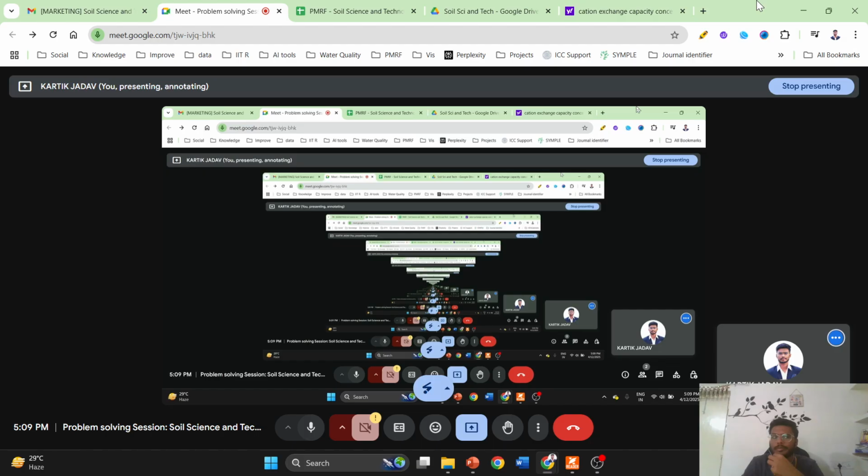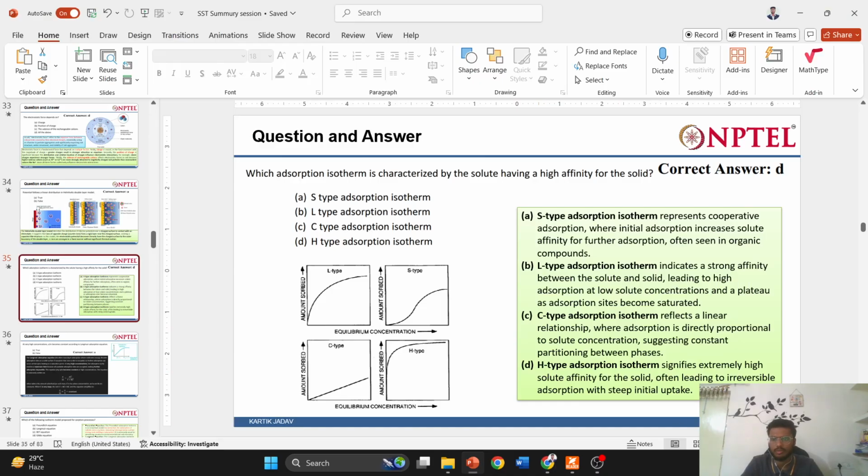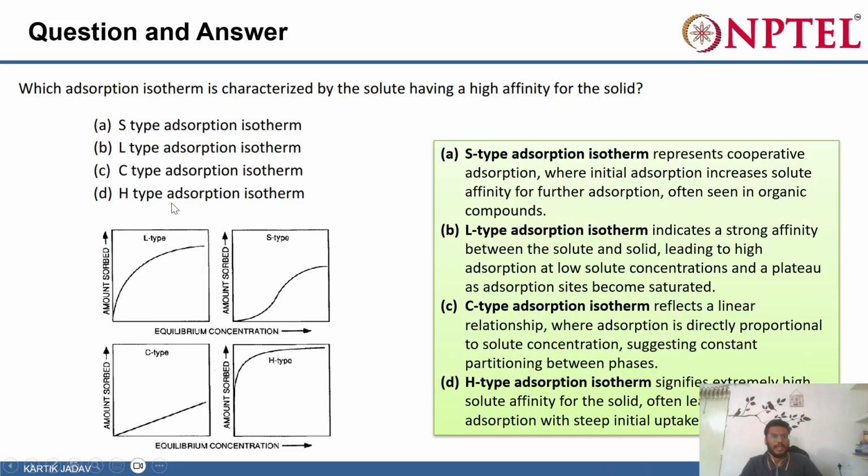So right, let's continue. So L type basically indicates strong affinity between solute and solids, leading to high adsorption at low solute concentration, and that too as adsorption sites become saturated.